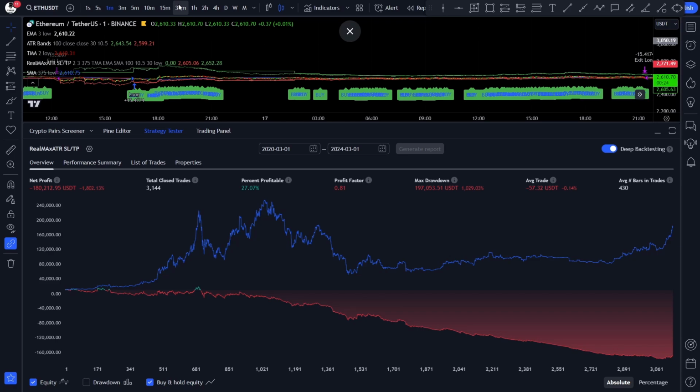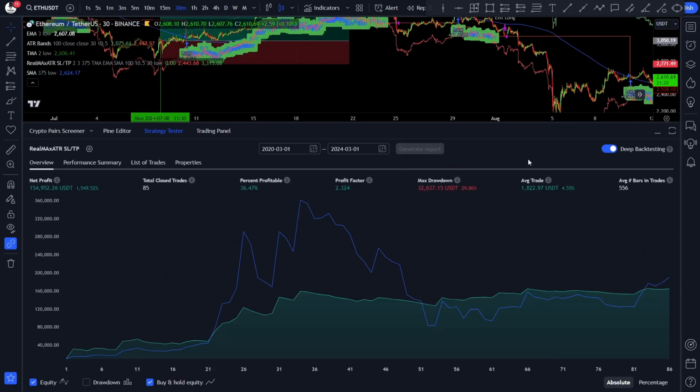Let's see higher time frames, the 30-minute first. It is profitable and somewhere around the buy and hold equity curve level. On the 30 minute it took only 85 trades, but generated the same net profit, around 1550% net profit, with a 2.3 profit factor and 29% maximum drawdown.